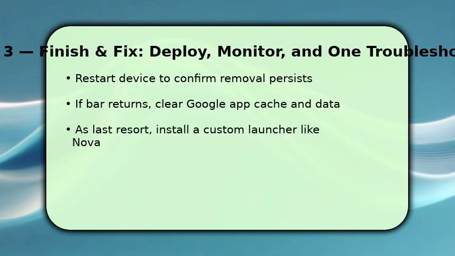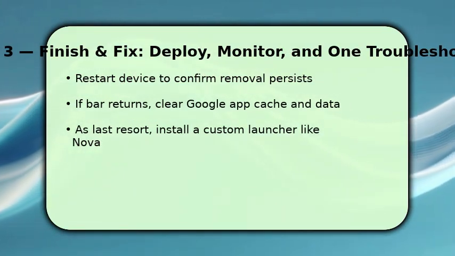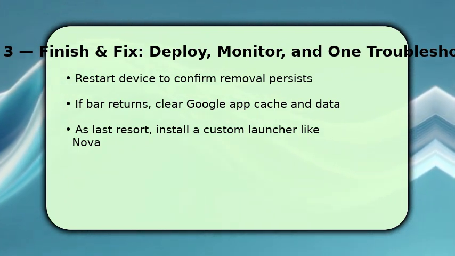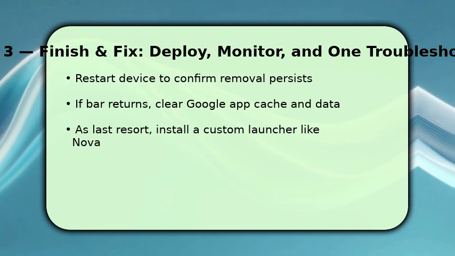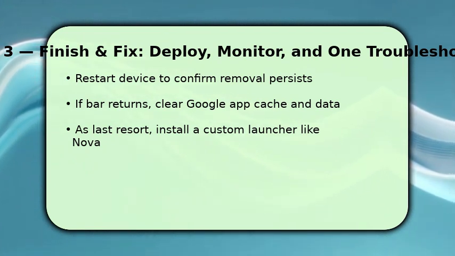Finally, restart your Pixel 6a to confirm the search bar stays gone. A reboot applies launcher changes reliably. If the bar returns, go to Settings, Apps, Google, then Storage, and clear cache and data. This resets the Google widget's preferences.